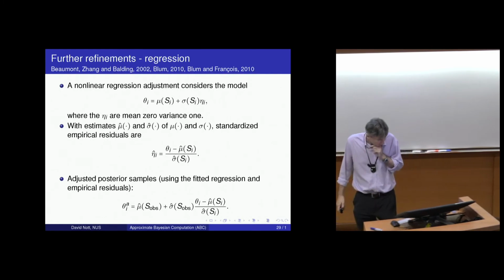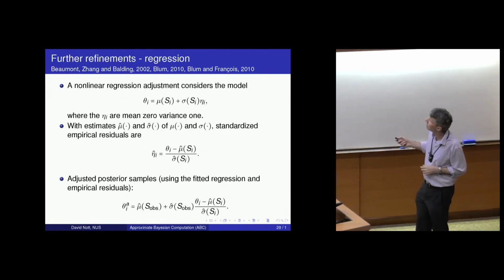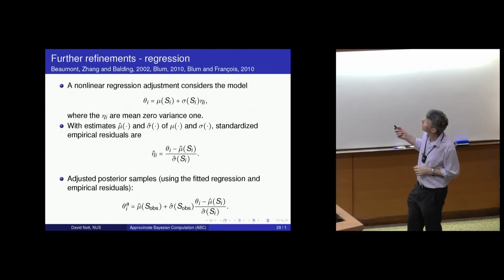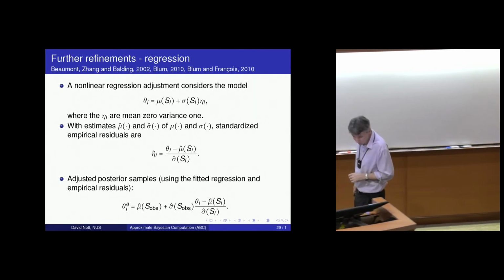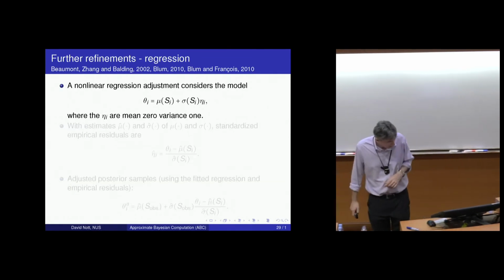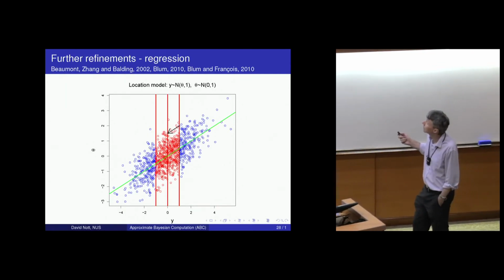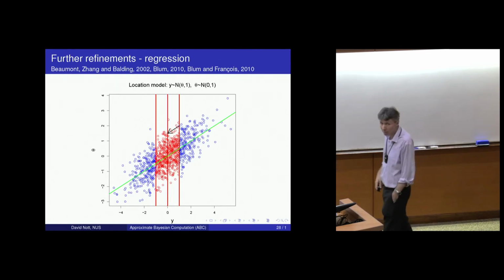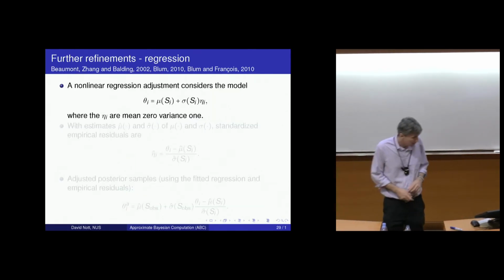And then, to get an approximate posterior sample, I'm going to take this regression model seriously. I'm going to look at the fitted mean at the observed S, and then add on the fitted standard deviation at the observed S times my empirical residuals, and that gives me an approximate posterior sample. So coming back to the toy example I had before, with the nonlinear regression adjustments, you're now allowing this fitted mean curve to be nonlinear. So we're translating points in a nonlinear way, and we're doing some scaling as well, because in the regression model we're allowing for the heteroscedasticity of the errors, okay?